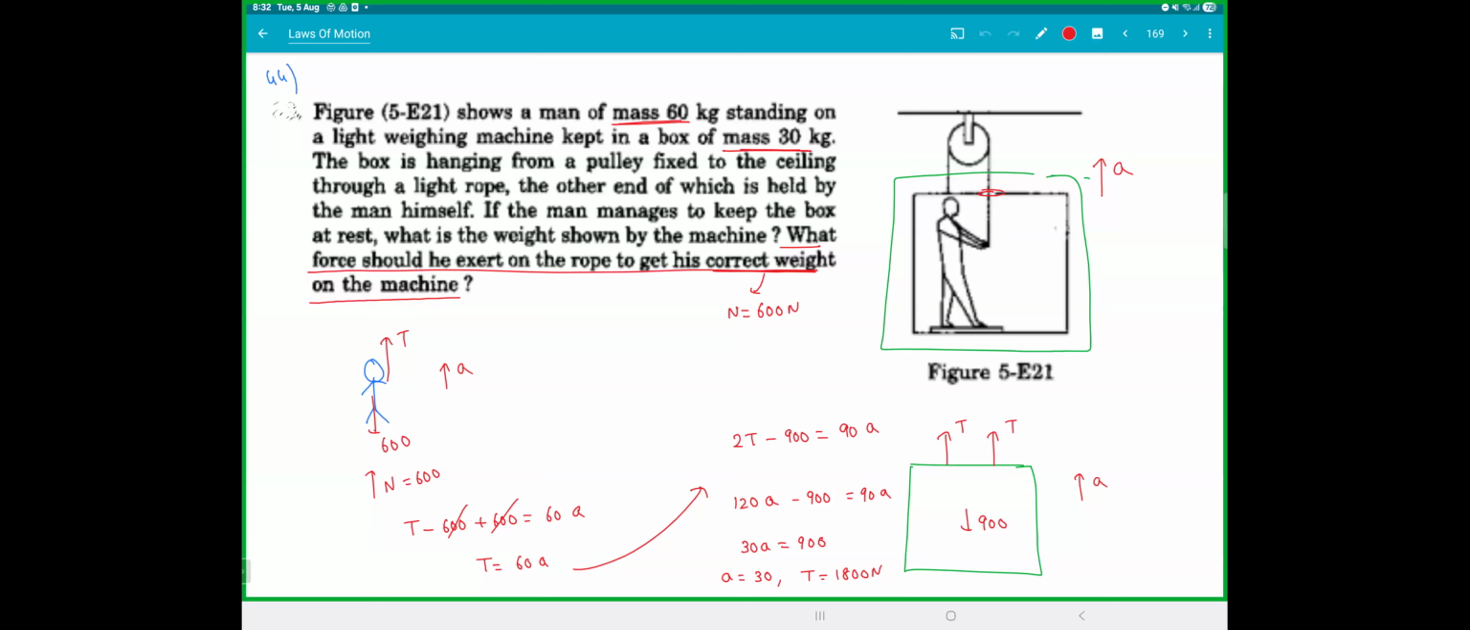Great. So last class, this is what we have done. We have started problems based on weighing machines.